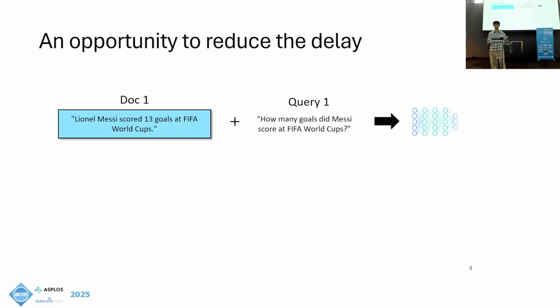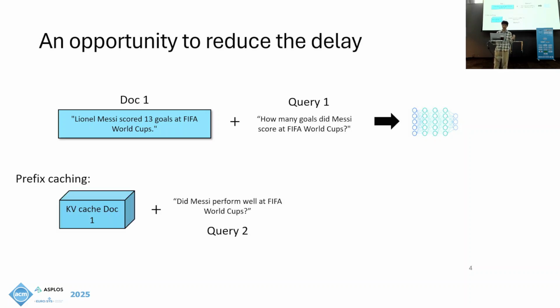This is the same example as our previous example. The query is still how many goals did Messi score at the FIFA World Cups, and the document is still about Messi's scoring information. Let's assume there's another query that queries the same document, for example, did Messi perform well at the FIFA World Cups? Then we can reuse the KV cache from the previous generation.